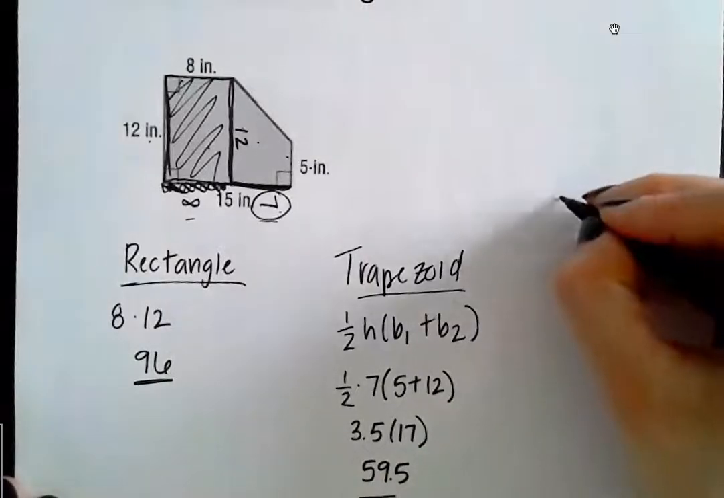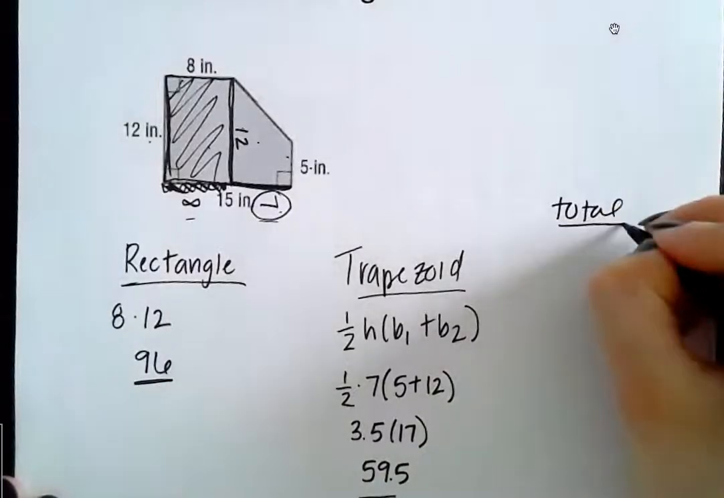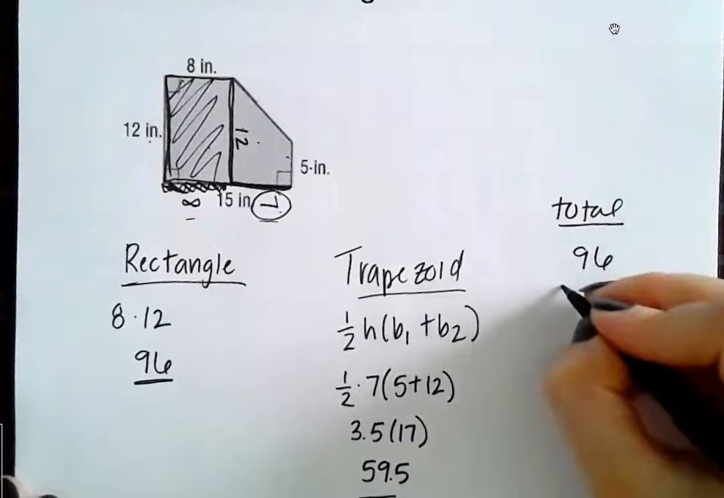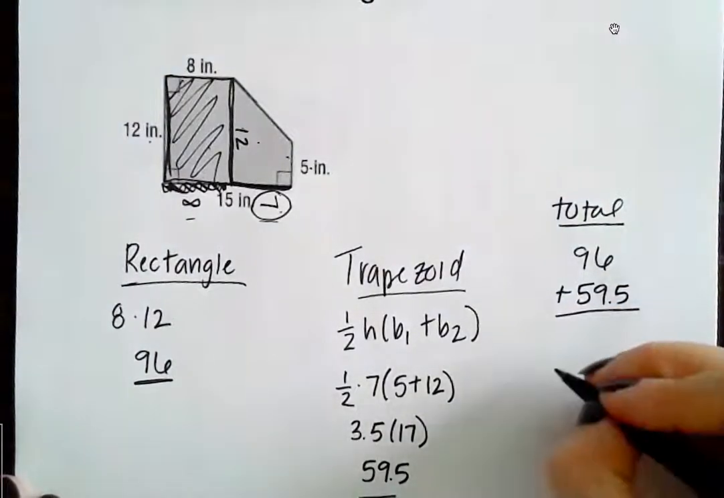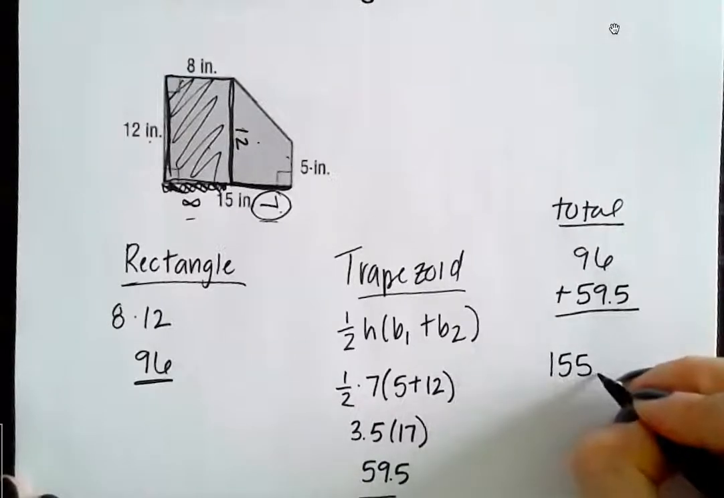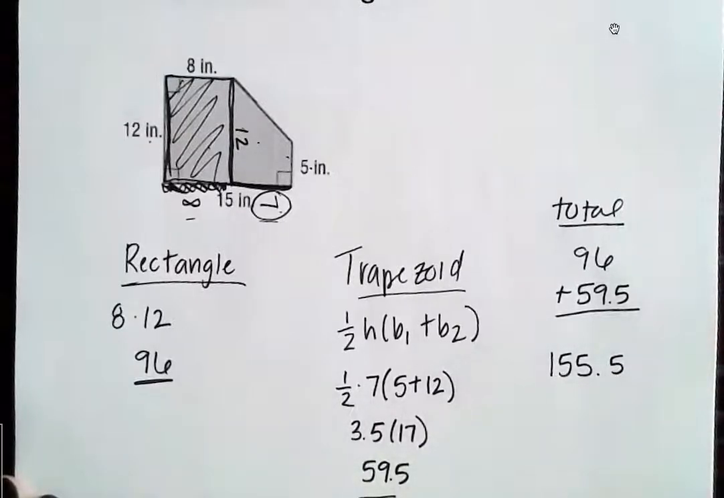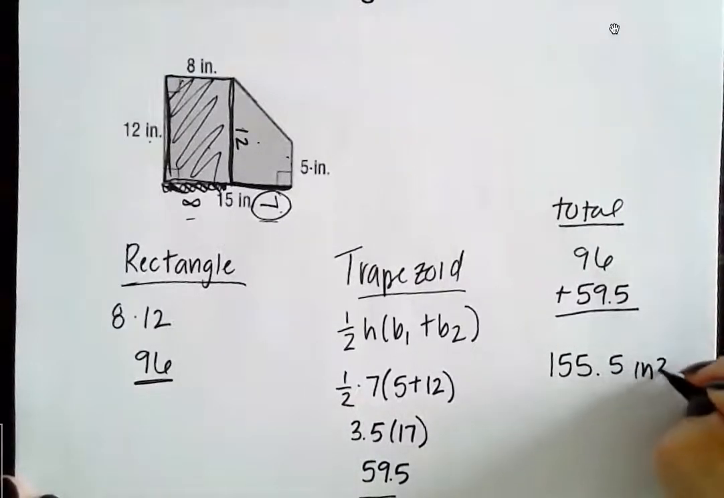And then to find the area of this whole thing, I'm going to take my 96, add to my 59.5. So I'm going to do total 96 plus 59.5. Crunch that out and I get 155.5 units, inches squared.